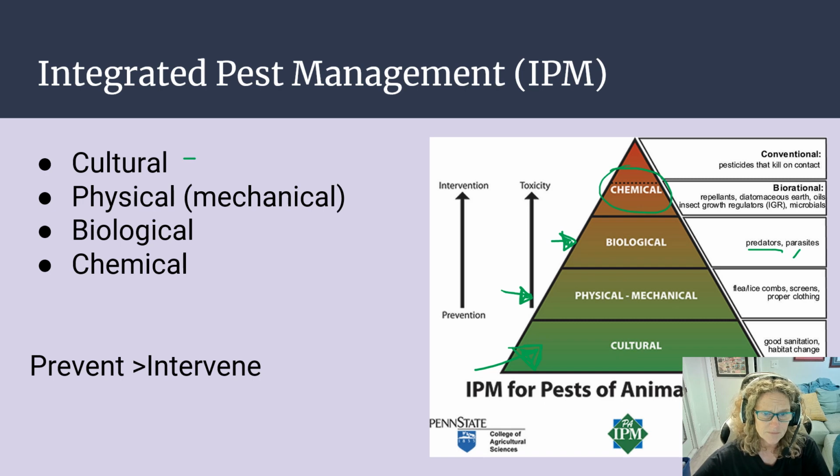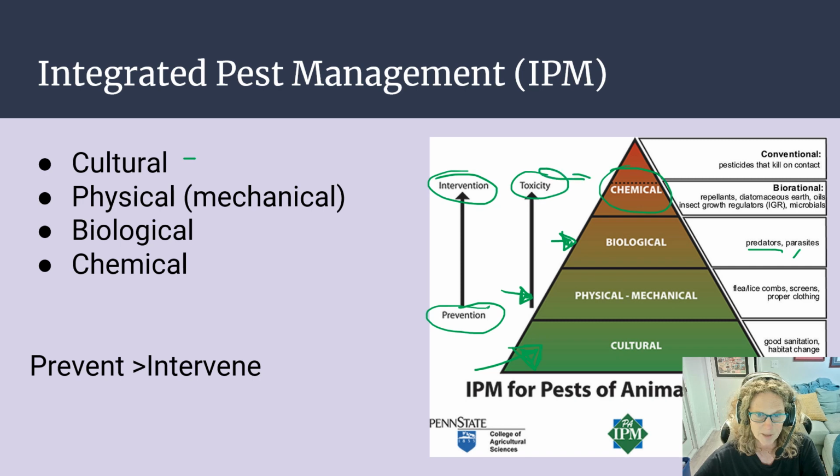So the thought process here is, let's be preventative, and if it keeps escalating, then we need to intervene and do something drastic. Obviously, we want to choose the less toxic options first until we go full scale to this chemical spray method. And that's in our houses too. So if you have a little garden in your backyard or you have little buggies in your house, do you have to go straight to the spray? Can you do something else?